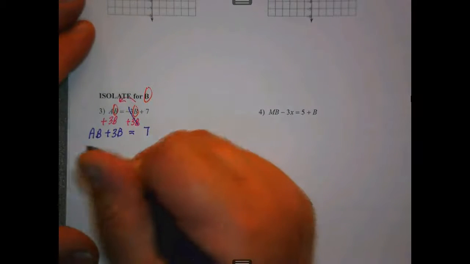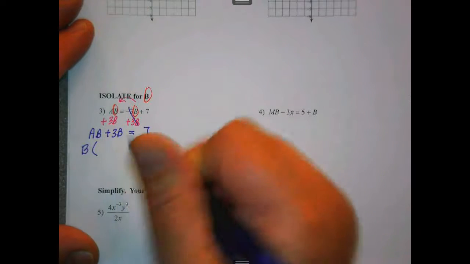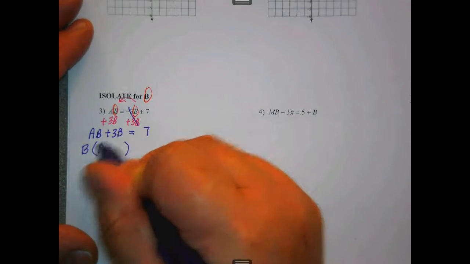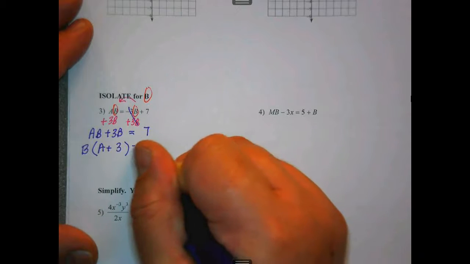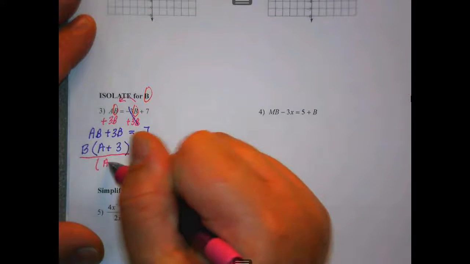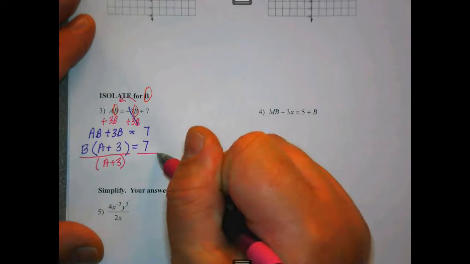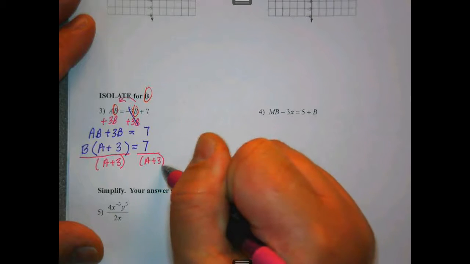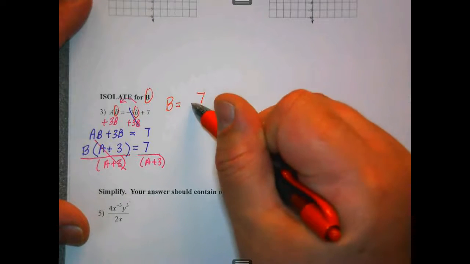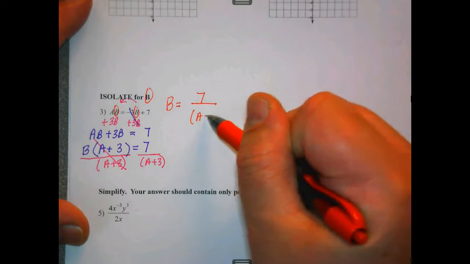Now I have to undistribute the b. Take the b out, dividing it. ab divided by b is a. 3b divided by b is 3. I'm going to get b by itself. Now I can divide by the quantity a plus 3. So my b equals 7 divided by the quantity a plus 3.